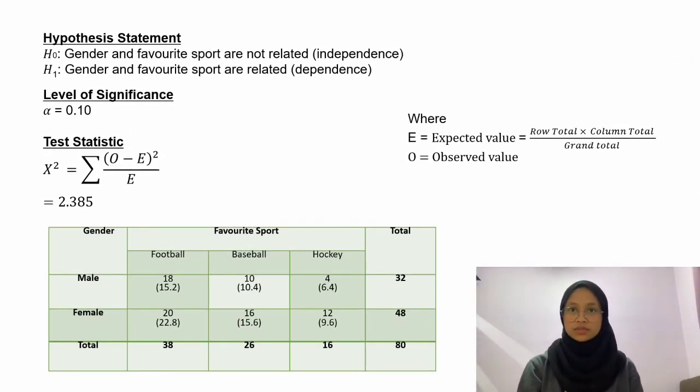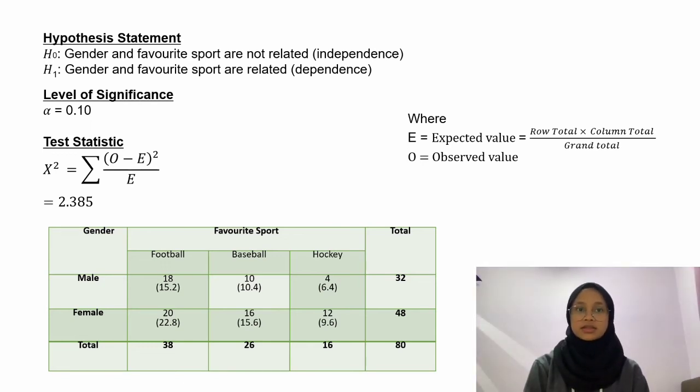for the solution, we'll have hypothesis statement, level of significance, test statistic, critical value, and last but not least, decision and conclusion. For hypothesis statement, null hypothesis, gender and favorite sport are not related, which is independent. Alternative hypothesis, gender and sport are related, which is dependent. Level of significance, alpha equal to 0.1.